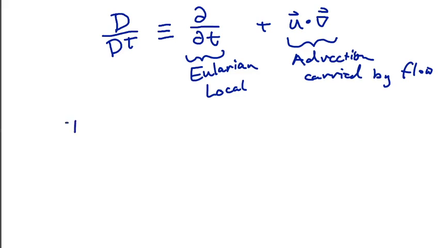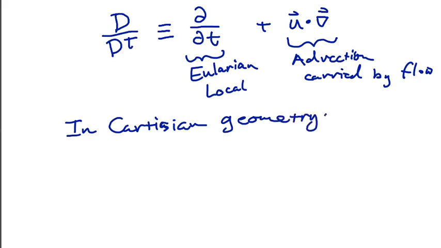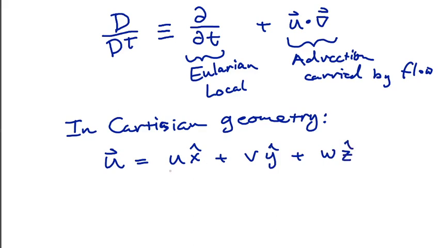In a Cartesian geometry, and Cartesian just means a sort of flat geometry, so one that includes things like x and y and z, we might write our velocity as a component pointing in the x direction, a component pointing in the y direction, and a component pointing in the z direction. One of the conventions that we'll use a lot and that you'll see quite a bit is to call the x part of the velocity u, the y part v, and the z part w.